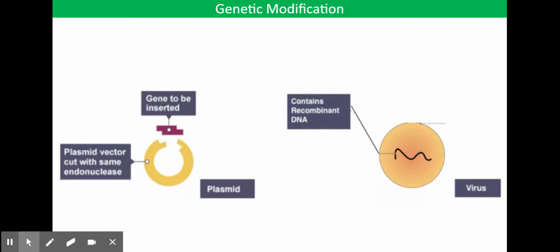The two main types of vectors are bacterial plasmids and viruses. So bacterial plasmids are just circles of DNA which can be found in bacteria. And then when the bacteria reproduces, the plasmids are copied as well. So the recombinant plasmid can quickly be spread as the bacteria reproduces via binary fission and will express the gene. Viruses will carry recombinant DNA and infect organisms that they come into contact with, making the host organism express the recombinant DNA.